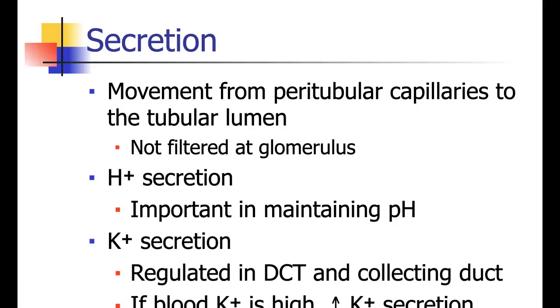Potassium secretion is regulated in the DCT and the collecting duct. And so what happens is that if blood potassium is high, you get increased potassium secretion. So again, this is a way for your body to dump things out, put things from the blood into the urine and get rid of them.